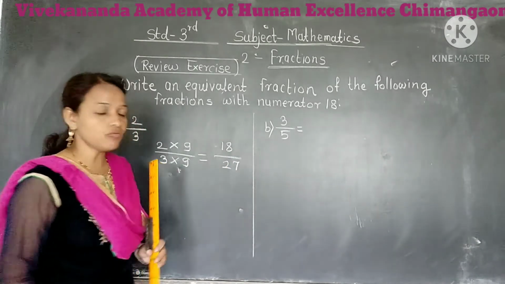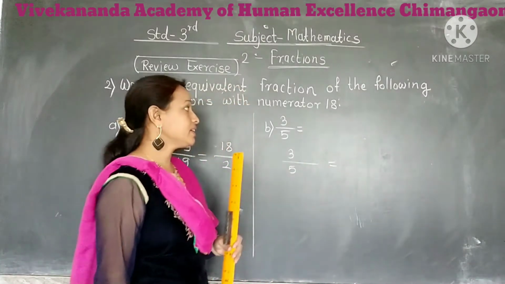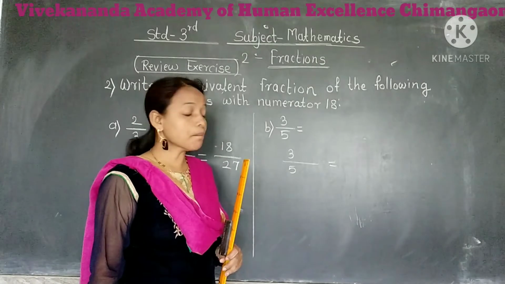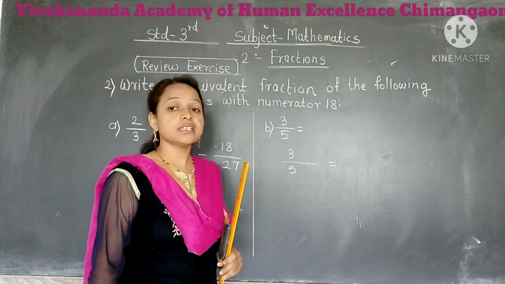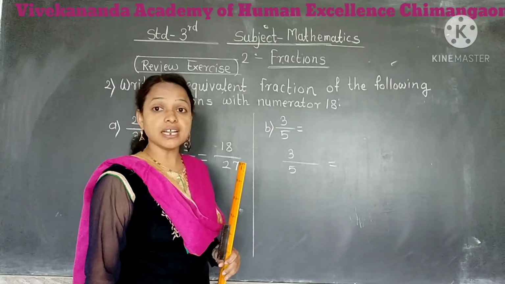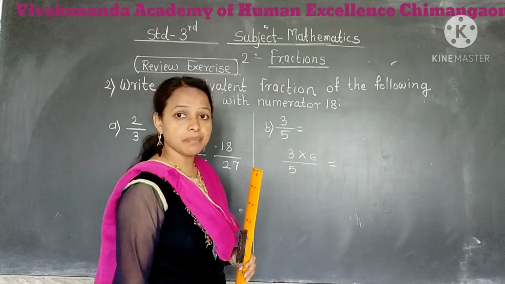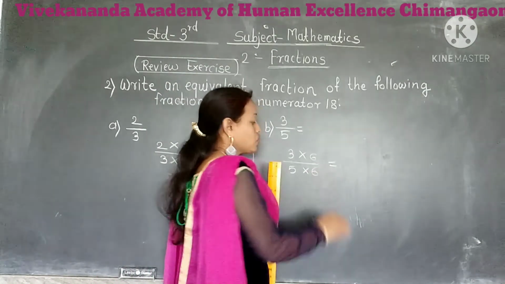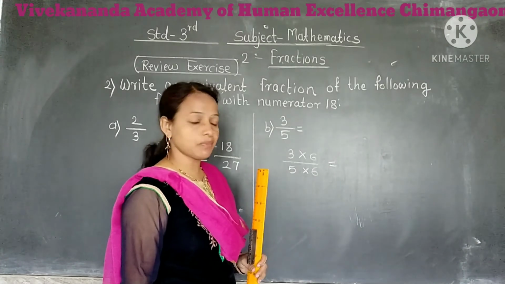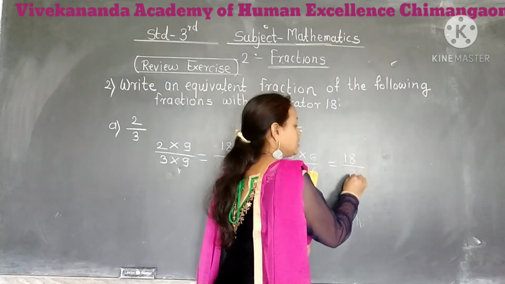Next fraction is 3 upon 5. So here also, to get an equivalent fraction with numerator 18, we have to multiply 3 by 6, because 3 sixes are 18. So we multiply 3 by 6 as well as multiply 5 by 6, because to get an equivalent fraction we have to multiply the numerator and denominator by the same number. So we get 3 sixes are 18 and 5 sixes are 30.